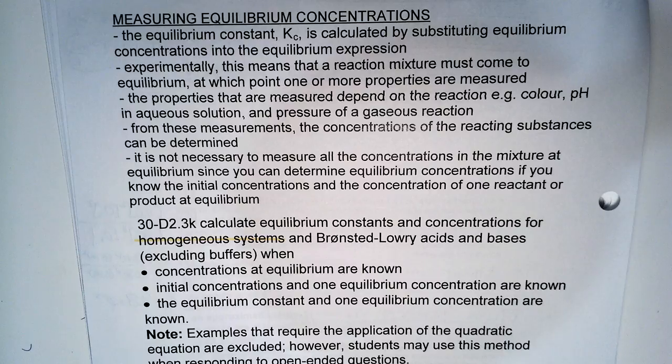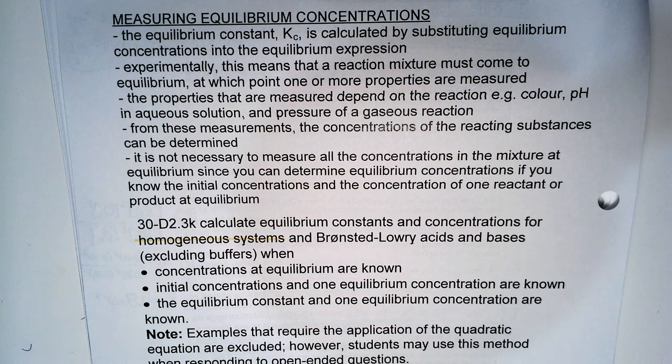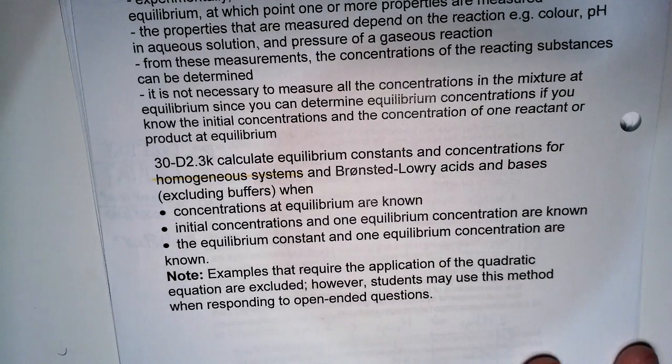From these measurements, the concentration of reactant substances can usually be determined. Okay, and it's not necessary to measure all the concentrations in the mixture, because we can then determine them if we know the initial concentrations and the concentration of one reactant or product at equilibrium.